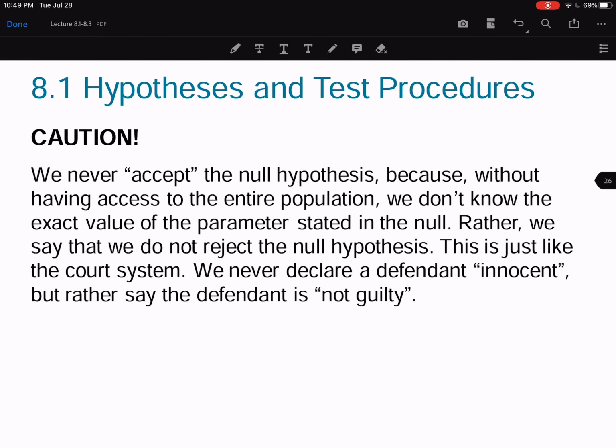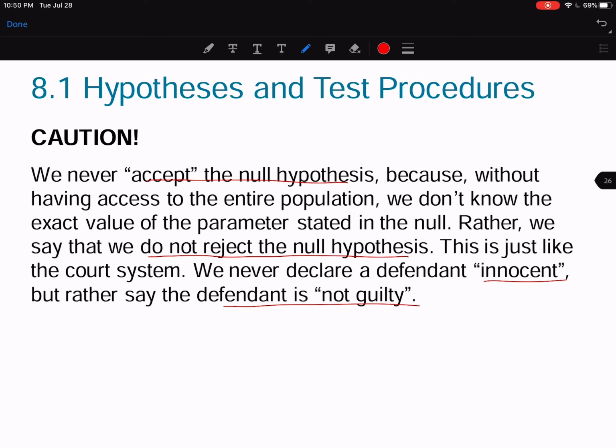All right, let's take a look at this caution here. So when we are making conclusions, we never accept the null hypothesis, because without having access to the entire population, we don't know the exact value of the parameter stated in the null. Rather, we say that we do not reject the null hypothesis. This is just like the court system. We never declare the defendant innocent, but rather say that the defendant is not guilty.